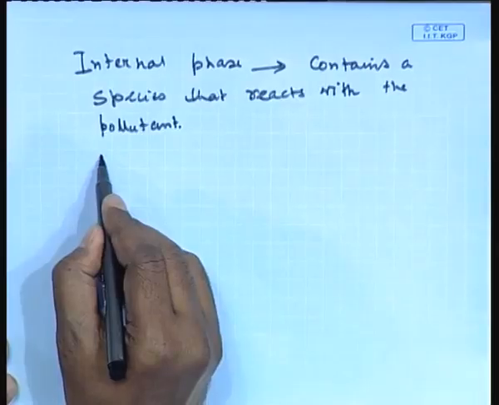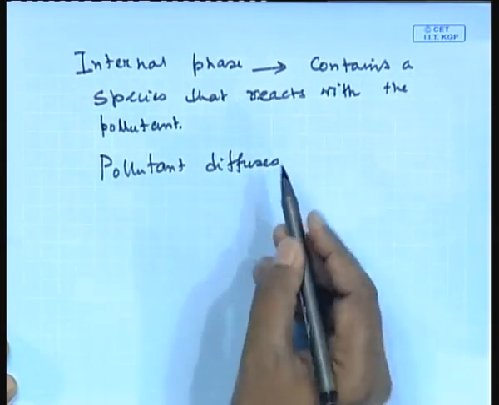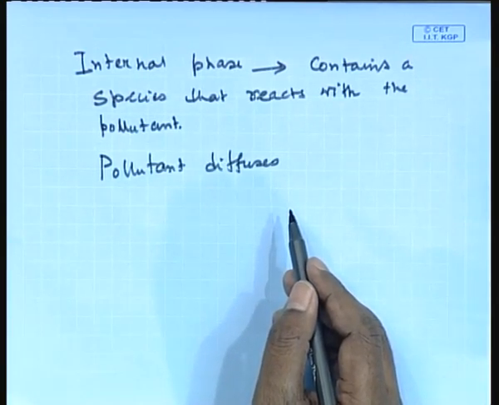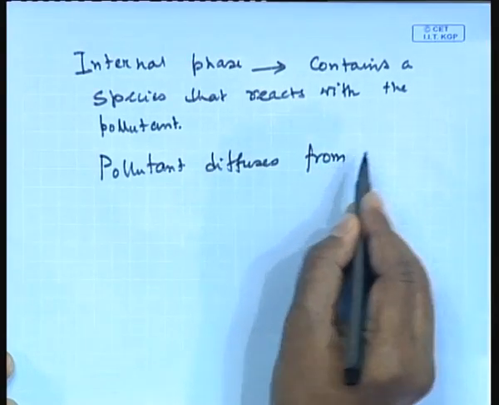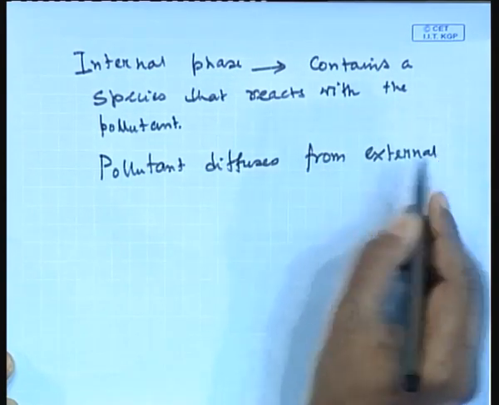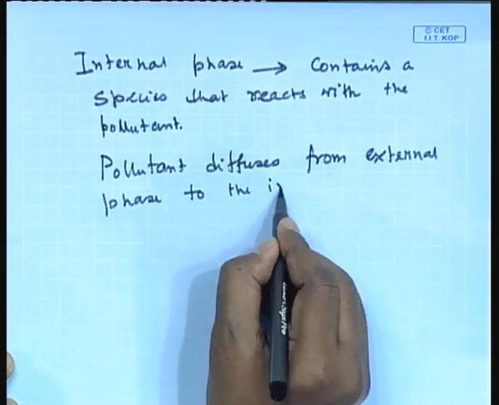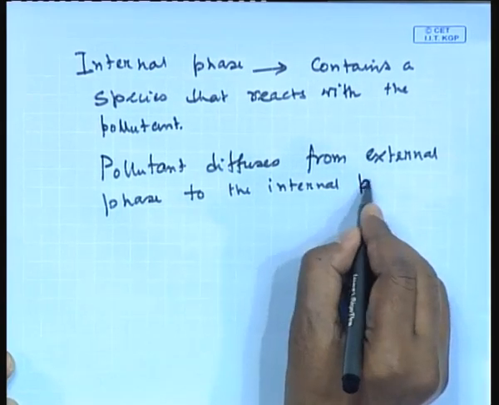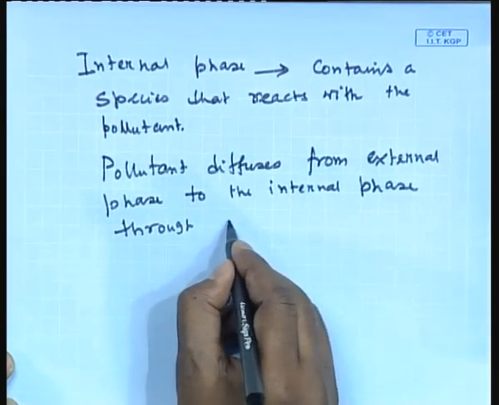Basically the pollutant is present in the external aqueous phase. That means first you have to produce an emulsion, then you place the emulsion into the pollutant containing external phase. So what the pollutant will do now, the pollutant diffuses from the external phase to the internal phase, through the membrane or the liquid phase, through the oil phase.